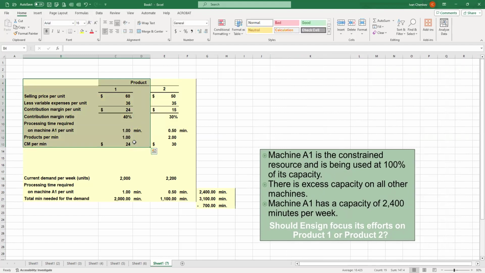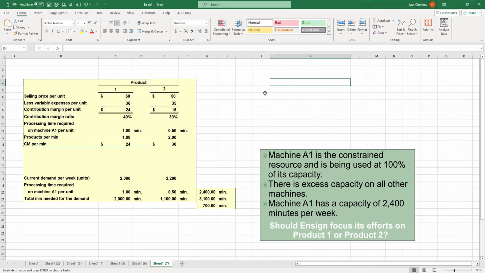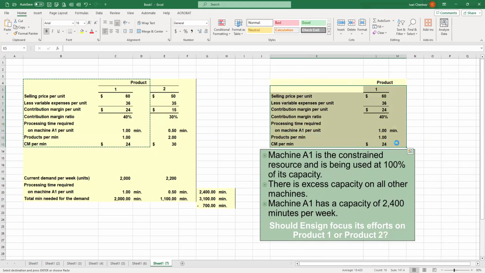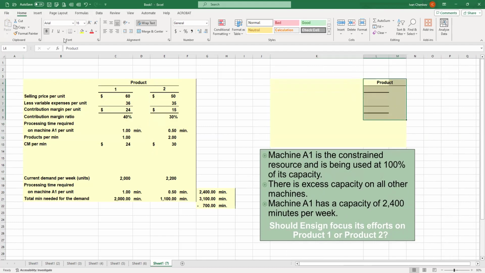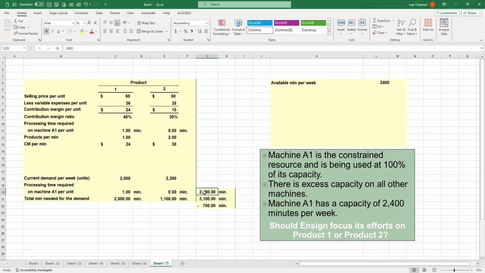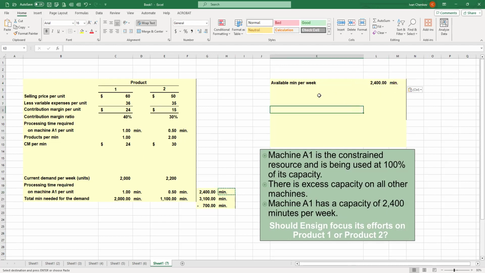First, what I'm gonna do is check how many minutes I have available per week in this case. 2,400. I have 2,400 available minutes, right? It says here. Make sense? I wish I had more, but I don't. So I have only 2,400.